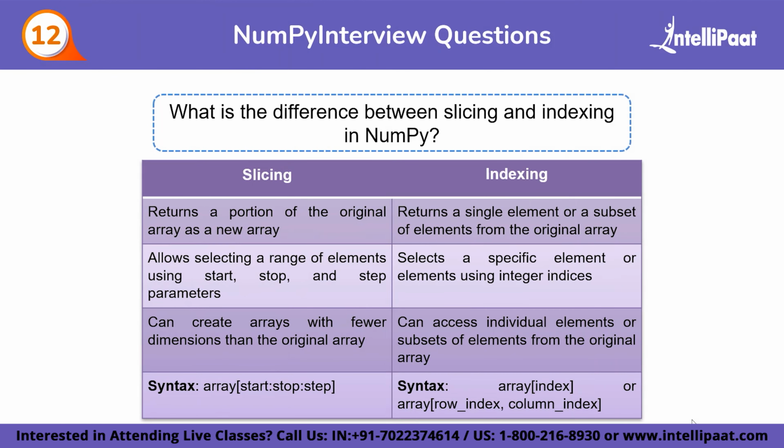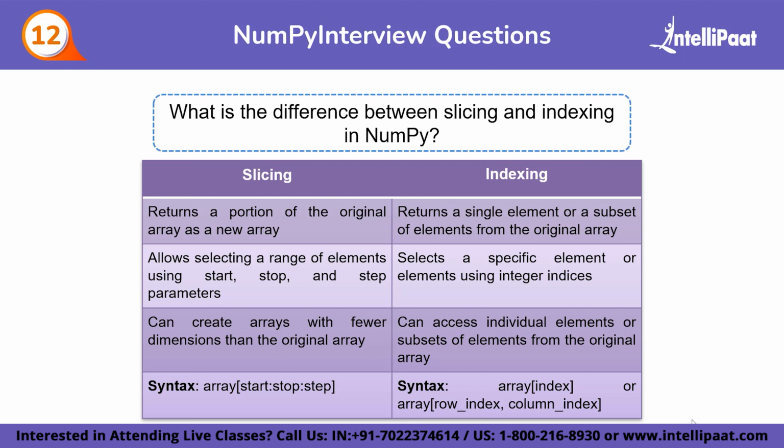Now we'll move on to the next question, which is what is the difference between slicing and indexing in NumPy? So slicing returns a portion of the array as a new array. So basically in slicing, if you declare a variable 1, 2, 3, 4, 5, slicing will happen in such a way that the return is possible only from those values. While in indexing, it returns a single element or a subset of elements from the original array. So basically, it will not cut the portion, it will only return a single element or a subset of elements from the original array. This is how indexing works.